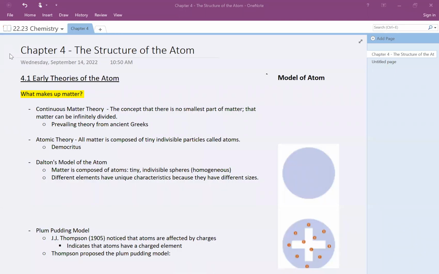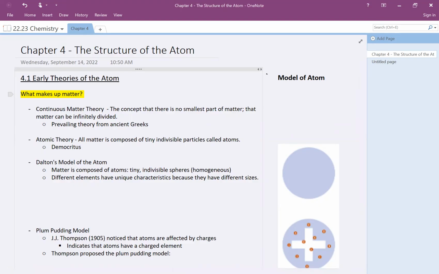Hi guys, welcome to our first video in chapter 4, the structure of the atom. And we're going to begin our discussion of the structure of the atom with section 4.1, early theories of the atom. And our question that we want to think of for this entire unit, and I would write this down in your notebook, is what makes up matter? So we're really looking at the fundamental building blocks of matter. What does it look like?